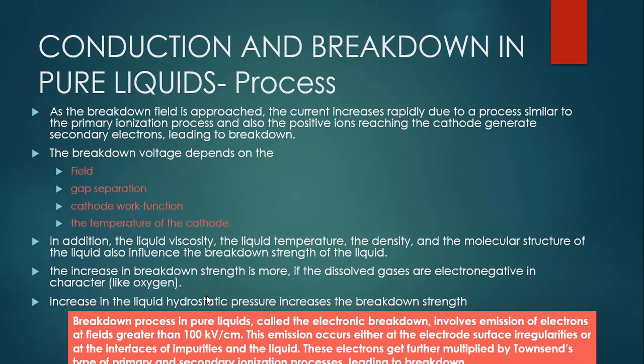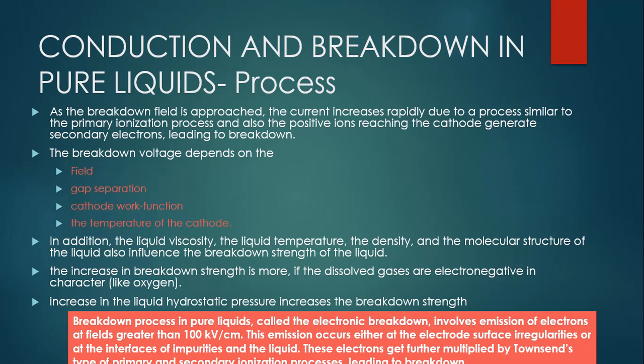So lastly, the type of breakdown process in pure liquid called the electronic breakdown involves emission of electrons at fields greater than 100 kilovolts per centimeter. This emission occurs either at electrode surface irregularities, or at interfaces of impurities and liquids. These electrons get further multiplied by Townsend's type of primary and secondary ionization process leading to a breakdown.